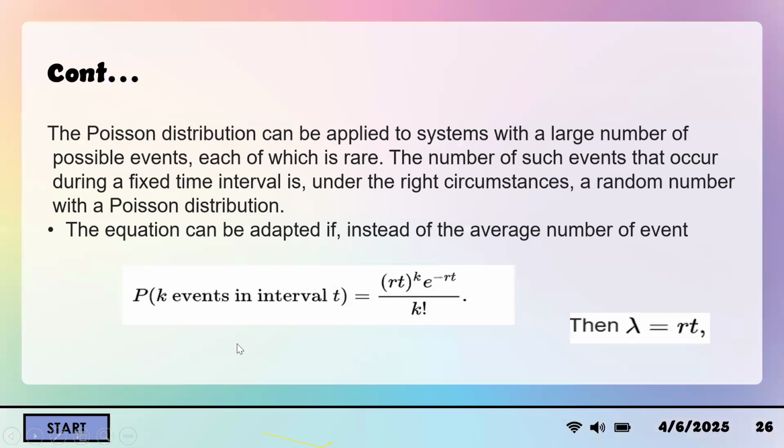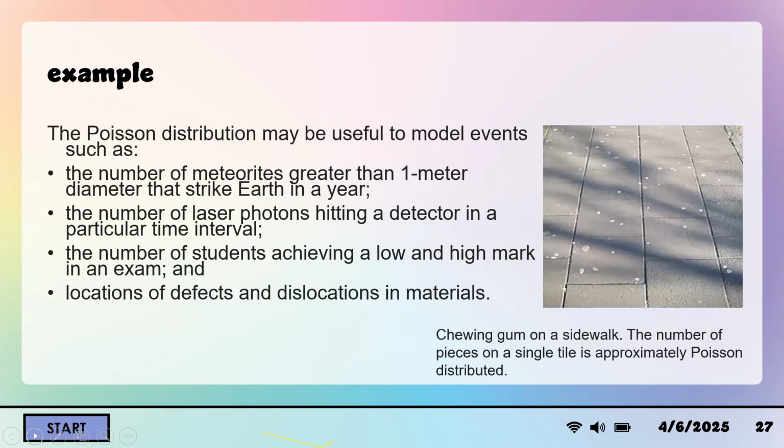So the Poisson distribution can be applied to systems with a large number of possible events, each of which is rare. The number of such events that occur during a fixed time interval is, under the right circumstances, a random number with a Poisson distribution. The equation can be adapted if instead of the average number of events, lambda is equal to RT, where T represents the time. So P is the k events in interval T. So this is the equation for our Poisson distribution.